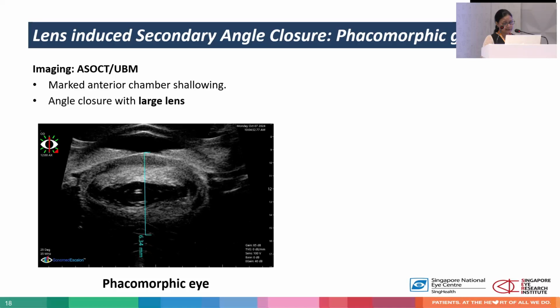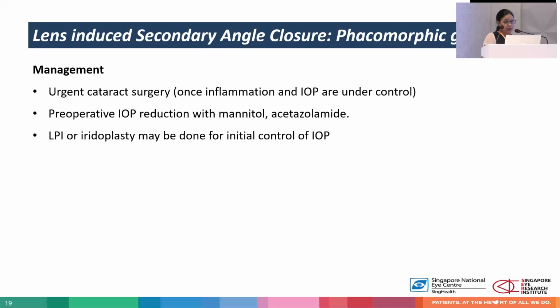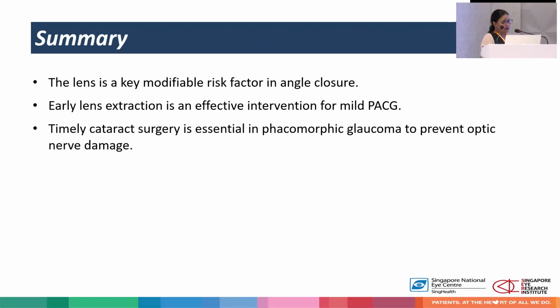In terms of imaging, you can see marked anterior chamber shallowing and a relatively very large lens in the anterior-posterior direction. As you can see here, the lens thickness is about 6.34 millimeters, and it's quite dense as well compared to the fellow eye with a relatively normal size lens. Treatment for phacomorphic glaucoma is urgent cataract extraction once inflammation and IOP are reduced. Sometimes you may need pre-op IOP reduction using mannitol, acetazolamide, or LPI; iridoplasty may be done for the initial control of IOP. So in summary, the lens is a key modifiable risk factor for angle closure. Early lens extraction is an effective intervention for mild PACG, and urgent cataract extraction is essential for phacomorphic glaucoma to prevent optic nerve damage.